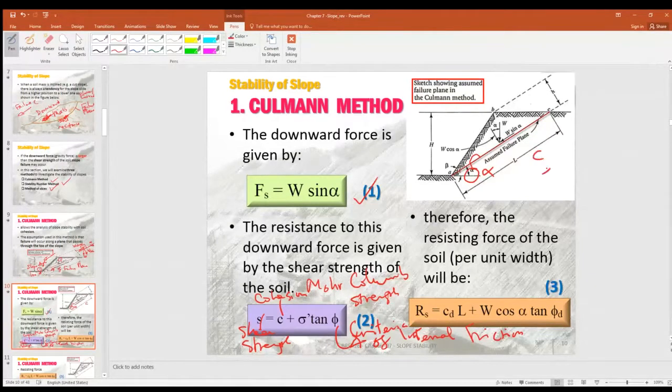So that is the shear strength of the soil, tau. What is sigma? Sigma is the normal stress. What's the normal force? That is the normal force, W cosine alpha. And what's the resistance? Because cohesion is in kilonewton per meter square, you have to multiply by this length L.